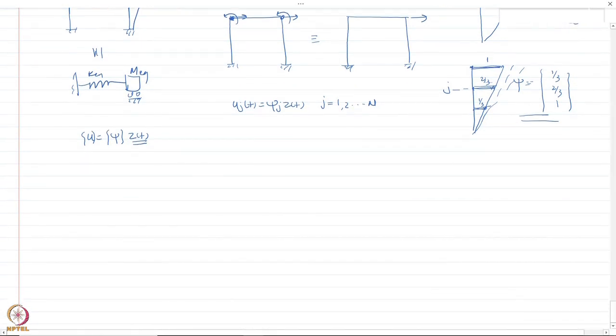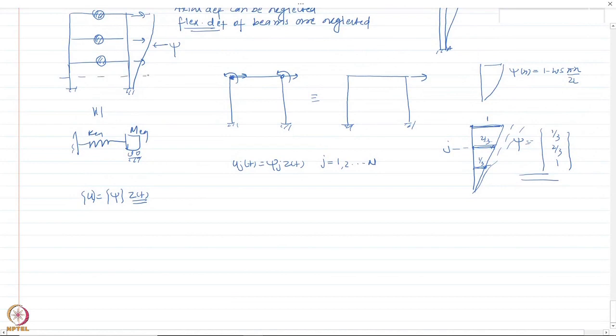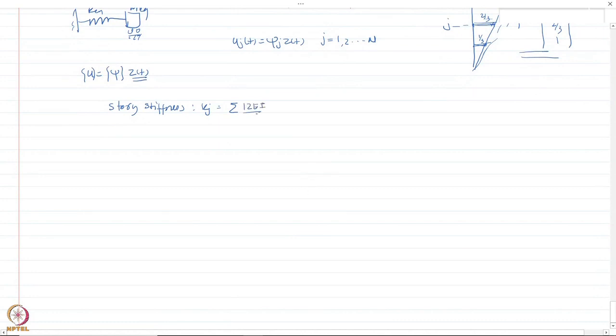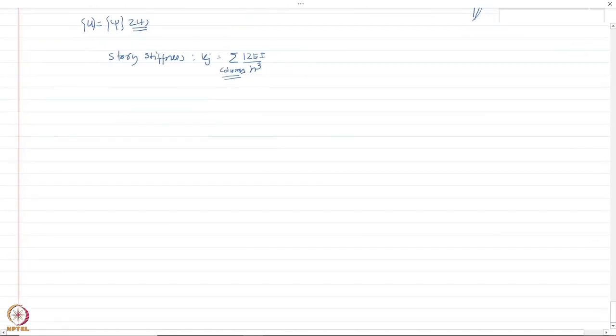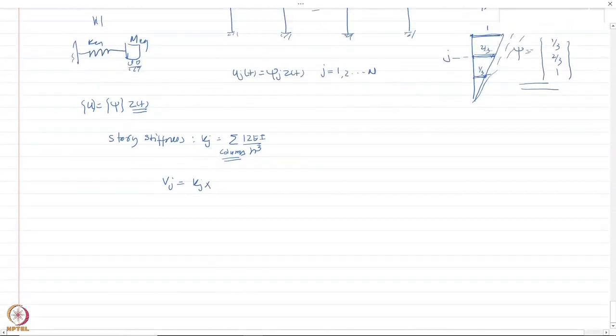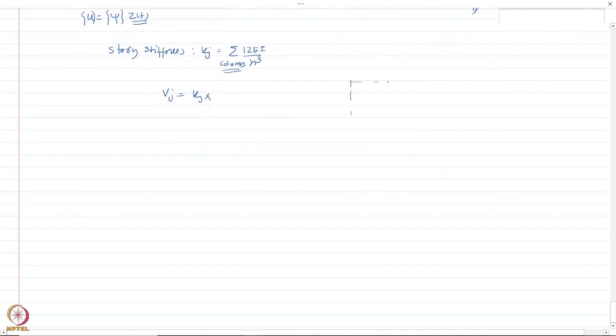Now remember, for a shear type building, we represent story stiffness k_j at the jth story as the sum of stiffnesses of all the columns at that particular story. If it's a shear type building, I can simply write this as the summation of 12EI by h cube over all the columns. And the story shear in that particular story can be written as V_j equal to k_j times the relative deformation.